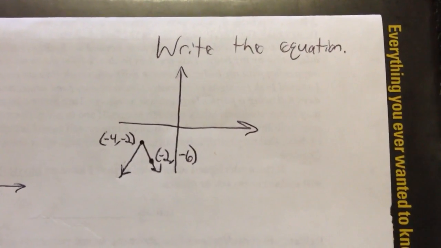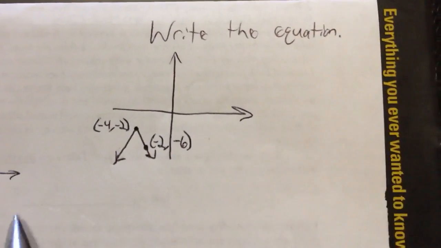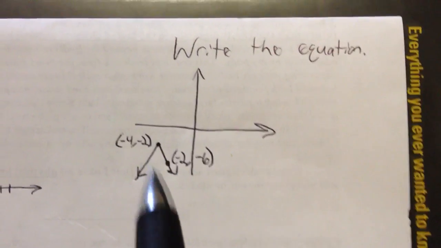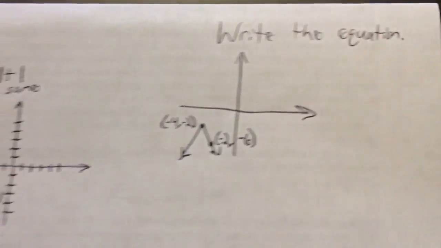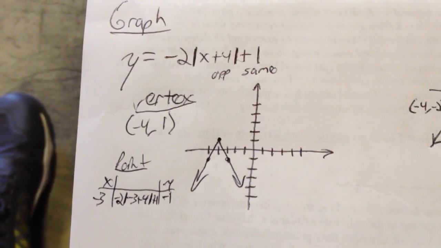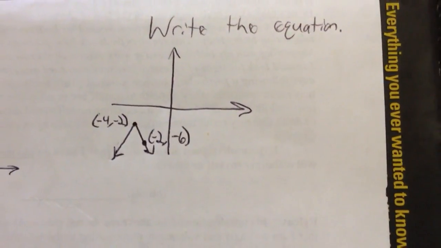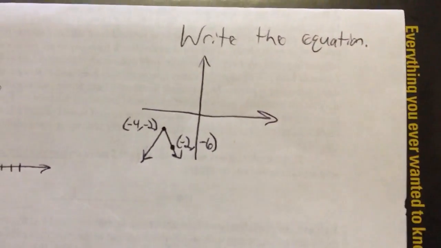The other problem that we're going to look at with absolute value is writing the equation of the absolute value graph from the graph. So just like we did when we were graphing it, where we found the vertex first and then we found another point, we're going to do the same thing here when we deal with this one. We want to look and we want to find the vertex first.